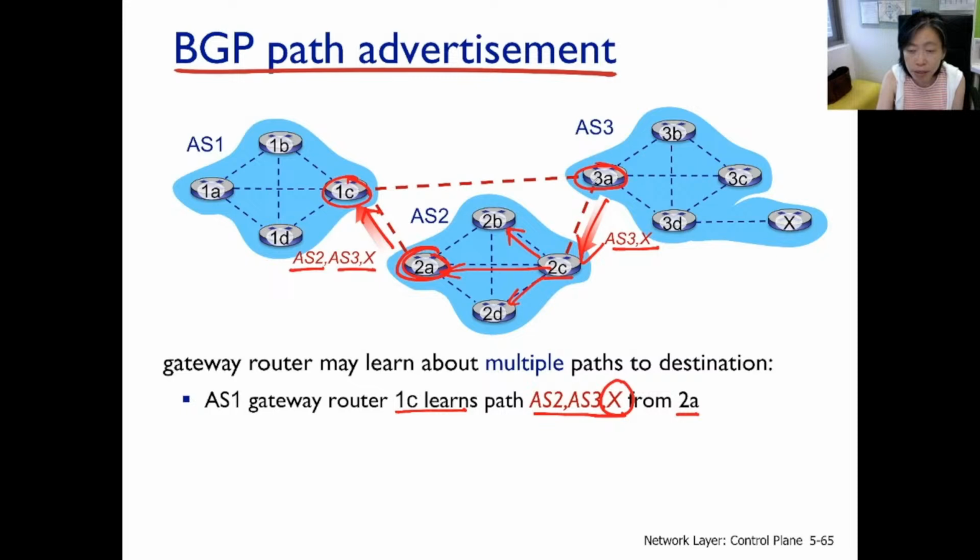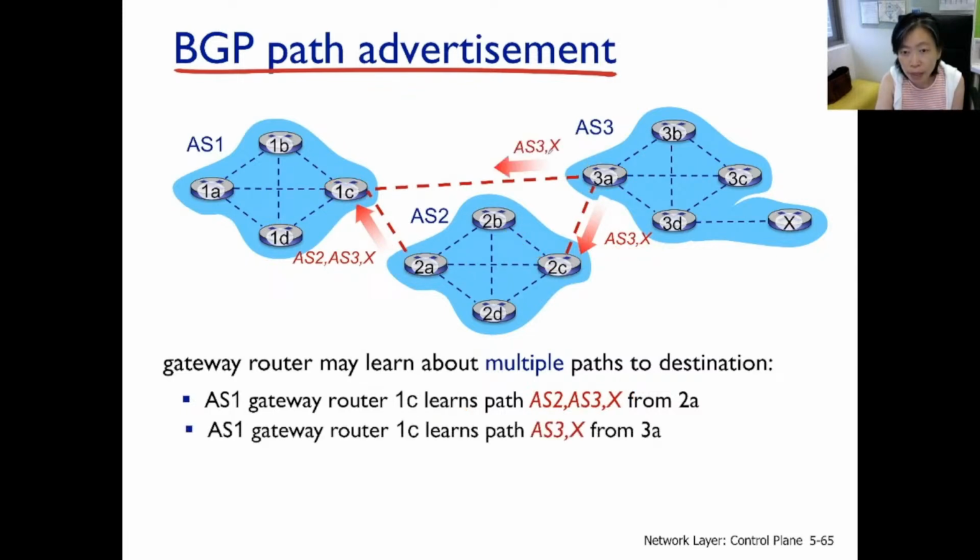The other direction is this. 3A can simply send AS3 X, this path advertisement, directly to 1C. And 1C will simply learn there's another way to reach destination X, which is sending it to AS3 through 3A. So these are the gateway border routers that 1C sends the packets to for the two different paths, 2A and 3A.